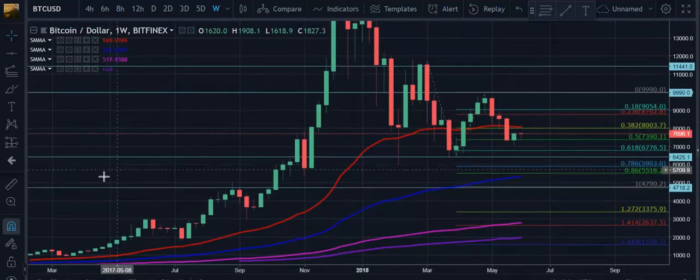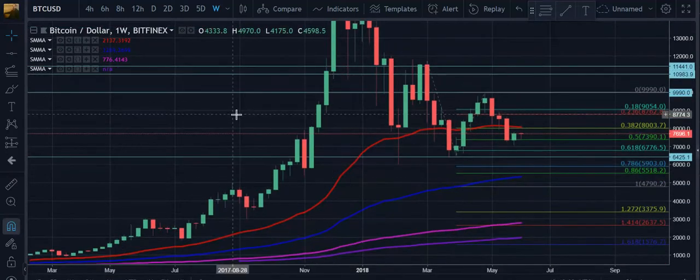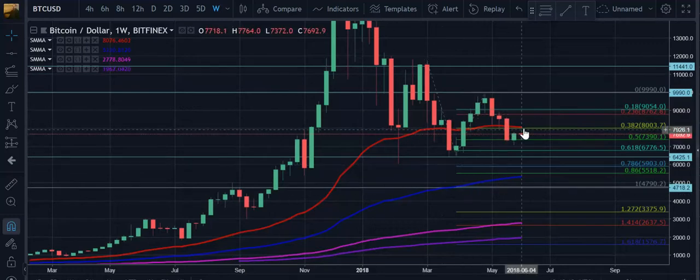If we go back to the history, let's see what happened when the Bitcoin broke the red line.